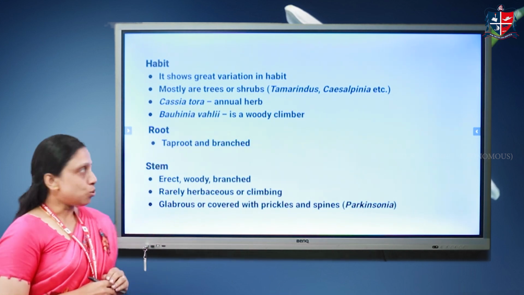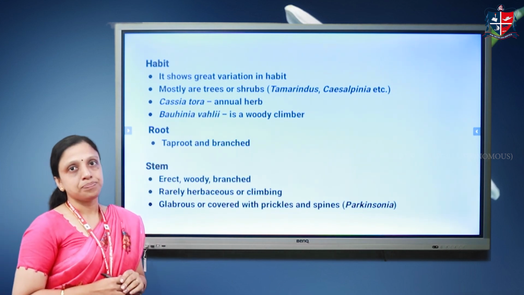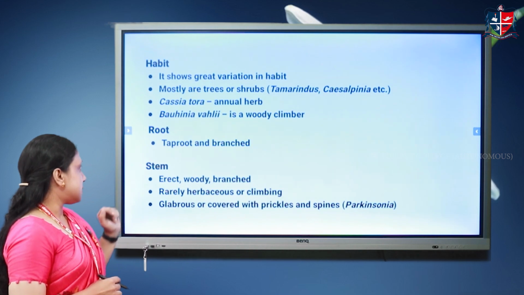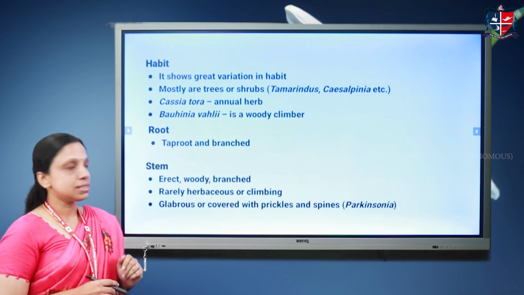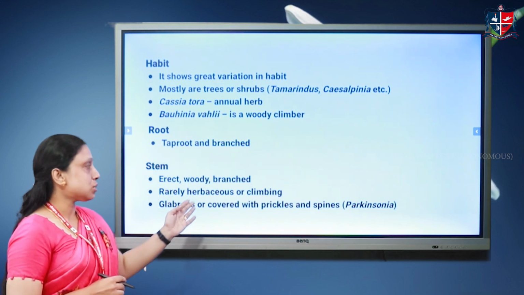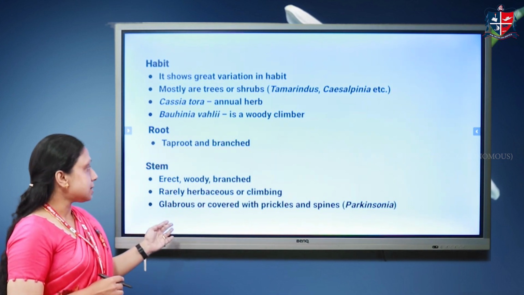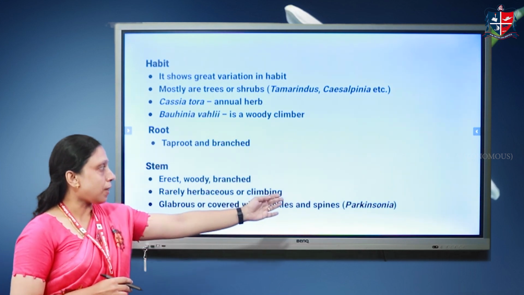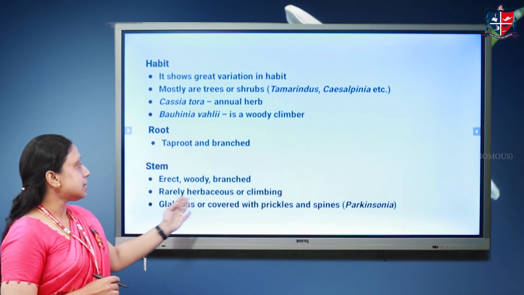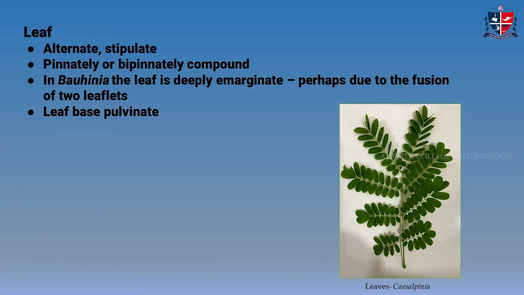Next about the root. Root is a branched taproot system. About the characters of stem. Stem is erect, woody, branched. Rarely it is herbaceous or climbing. And mostly the stem is glabrous, but in some species like Parkinsonia, we can see the stem is covered with prickles and spines.